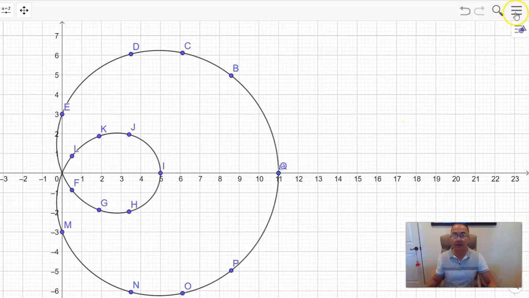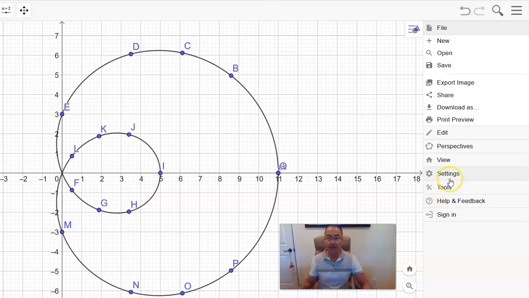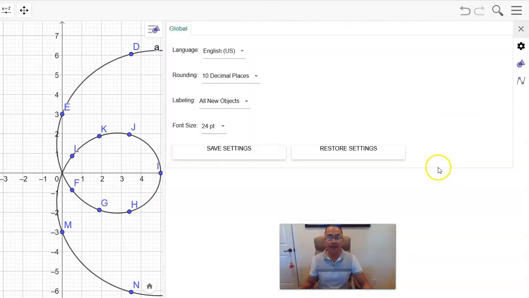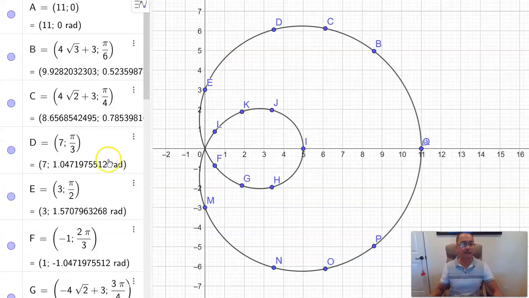So click on this waffle menu. You want to go to settings, and then under settings, go to this icon. In there, you will see angle unit. Drop that down and change to radians. There you go. Let me scoot back to the left. The angle in polar coordinates is now labeled as radians.